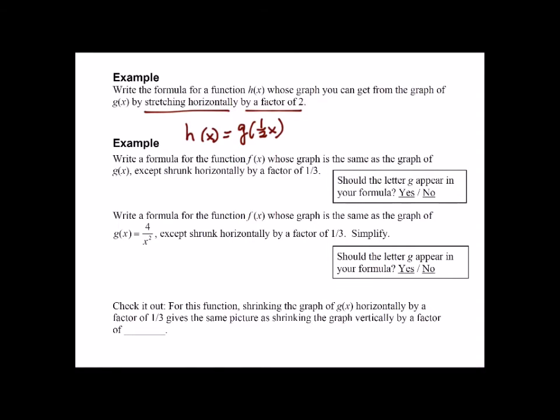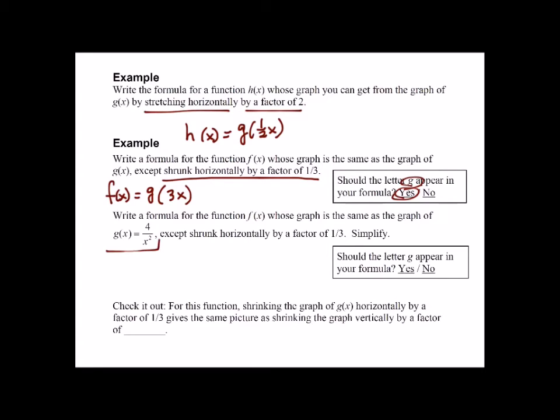Alright, take a moment and try to write a formula for the function whose graph is the same as the graph of g except shrunk horizontally by a factor of 1/3. And the answer should be f of x equals g of 3x. Now so far we don't really have any description of the function g, so I can't really turn it into anything else. So at this point, the letter g would appear in the formula.